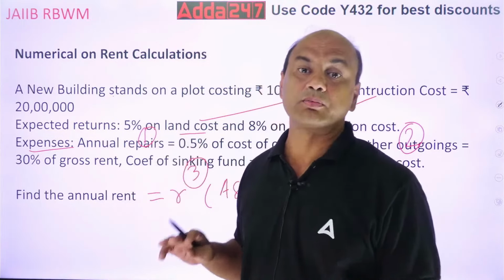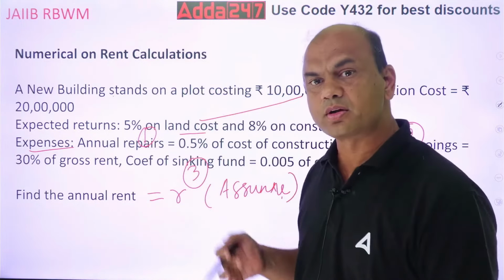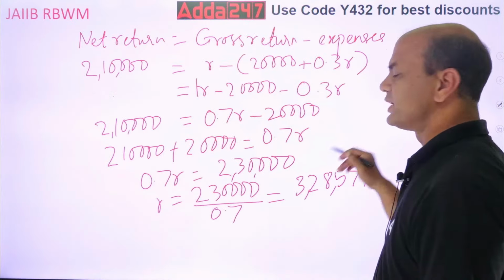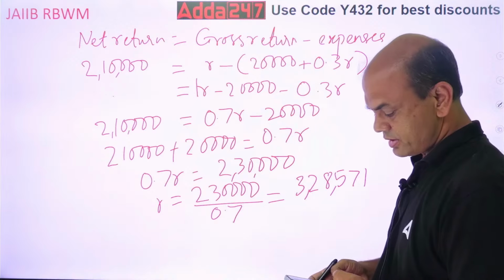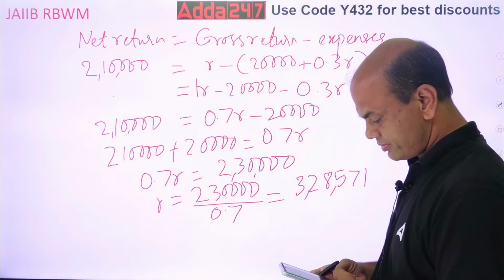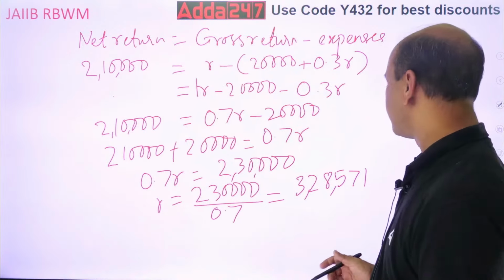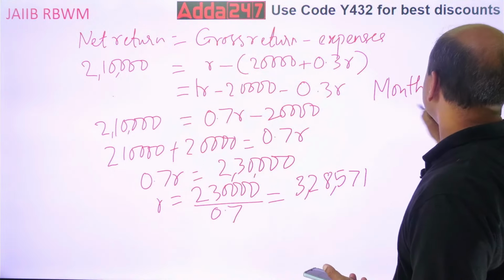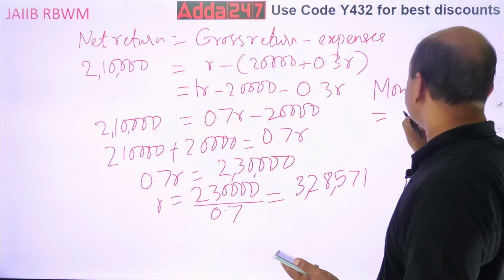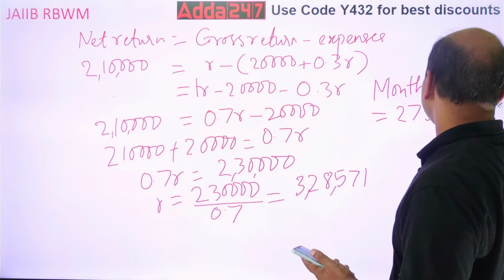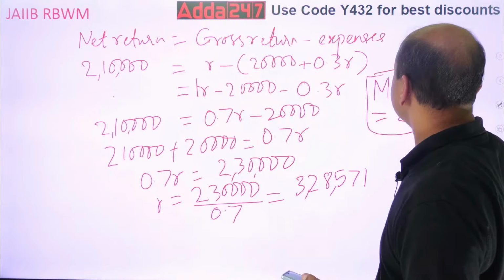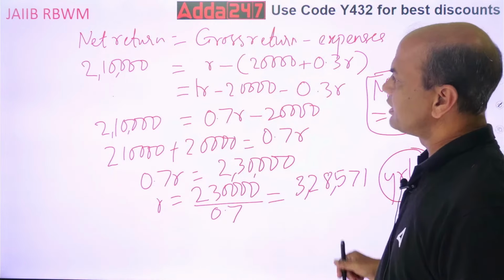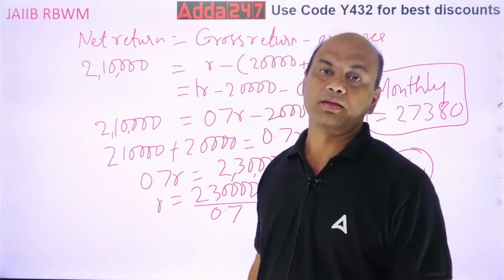So that's it. If they ask for monthly rent, then what? Monthly means divided. Monthly rent will be 328,571 divided by 12. So 27,380. If they ask you monthly, monthly will be 27,380. This will be the monthly rent, and this will be the yearly rent. Got it? This is the required answer.